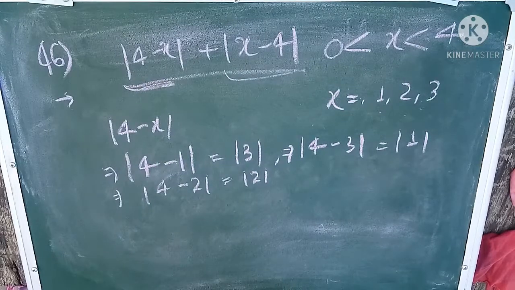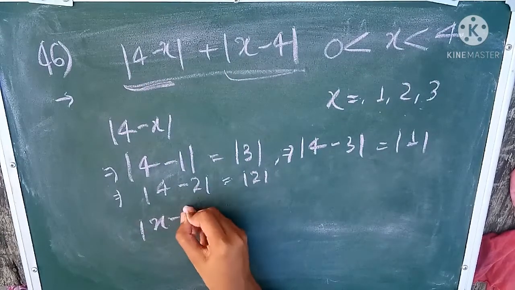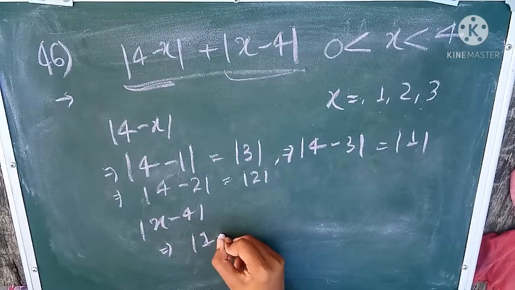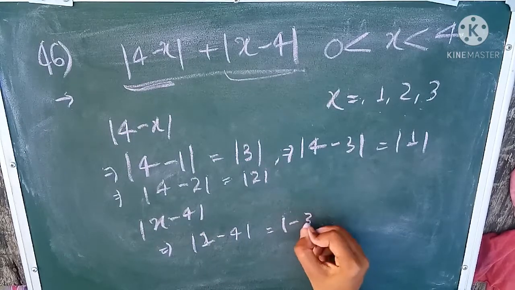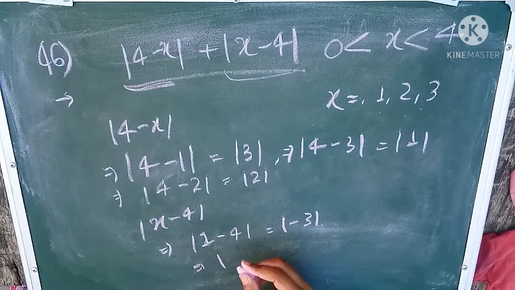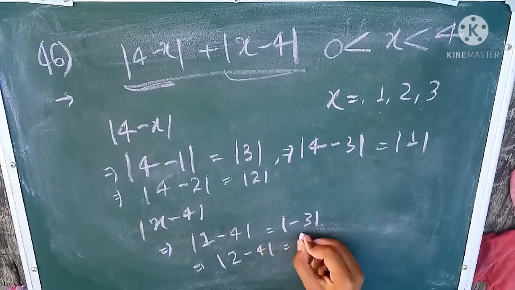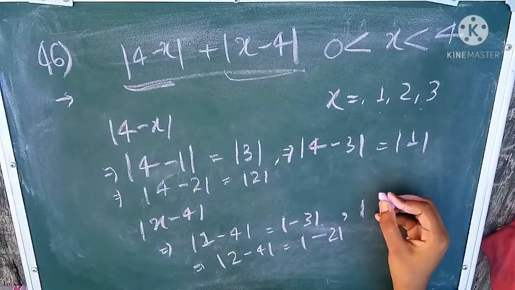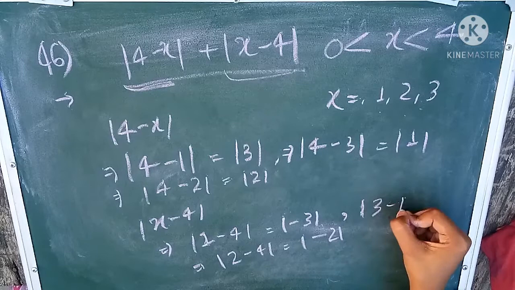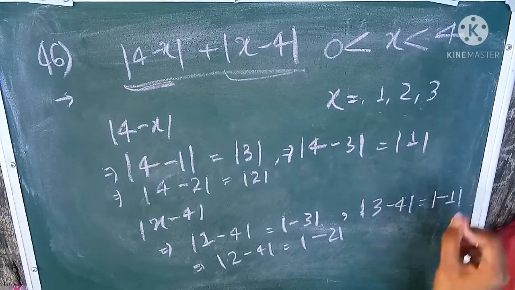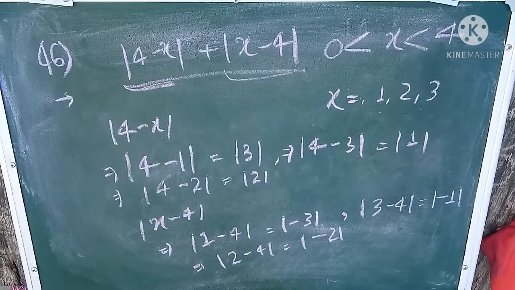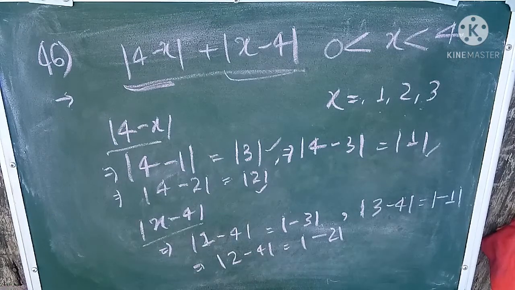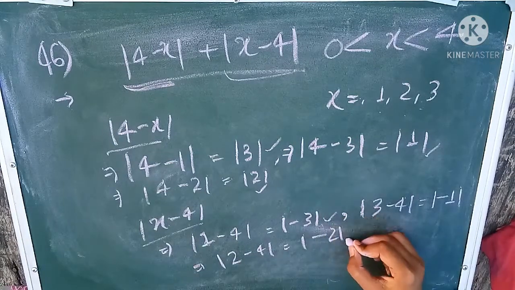Let us calculate the results for the second term. We have x minus 4. Now if we put the value of x as 1, then 1 minus 4, we get minus 3. If we put the value 2, then 2 minus 4 will be minus 2, mod of minus 2. Next we have the value of x equal 3, 3 minus 4, which will be equal to minus 1. So here we can see that in the first term all the values have positive answers, but in the second term, mod of x minus 4, the values are negative.